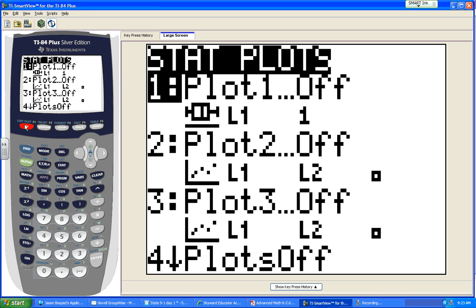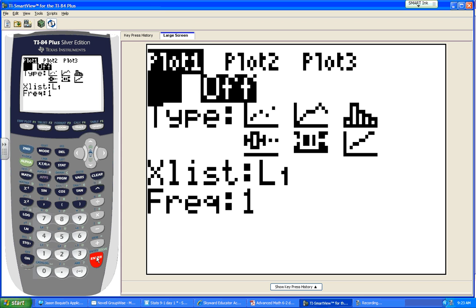But as you can see, this plot 1 is off. It says so right there. Well, we should probably turn it on. I think you can do that just by hitting enter, and then you can go into plot 1. Well, we definitely want to turn it on. So on. All right. Well, what type of graph would I like?